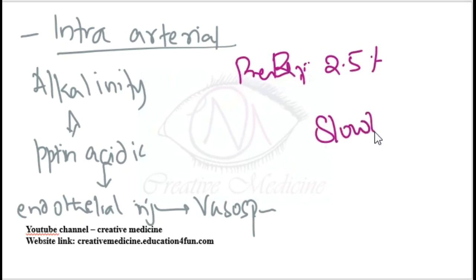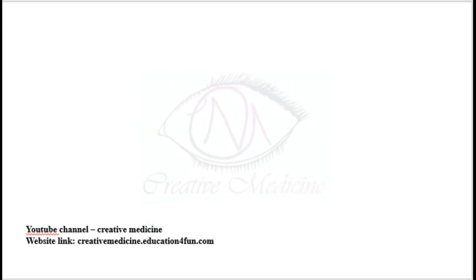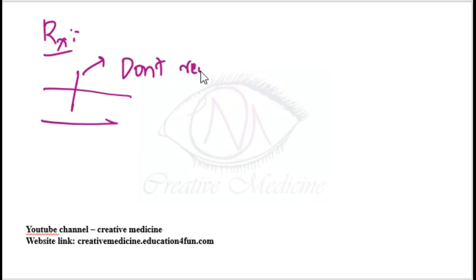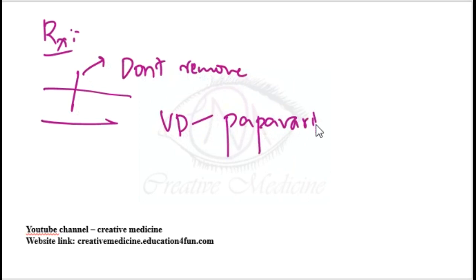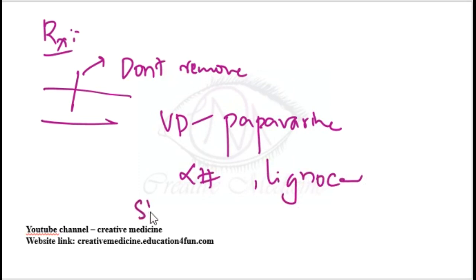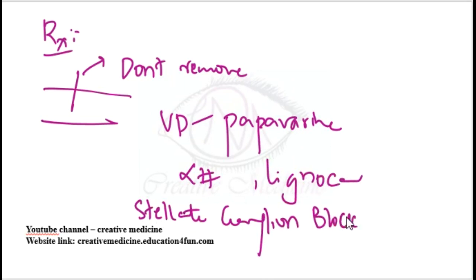If there is pain, stop the injection. So treatment of thiopentone sodium intra-arterial injections: if the thiopentone sodium is given intra-arterially by mistake, then do not remove the needle or cannula. Second, vasodilators like papaverine, alpha blockers and lignocaine are injected. Stellate ganglion block or brachial plexus block can be done. Anticoagulants: heparin can be given for 7 to 14 days.